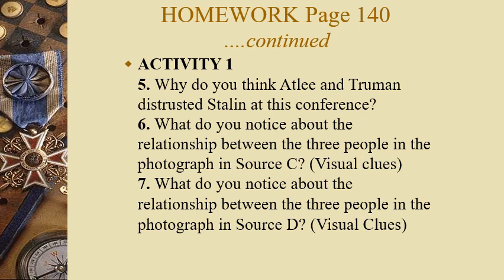Question 6, what do you notice about the relationship between the 3 people in the photograph in source C? Please refer to visual clues, for instance, body language. Are they smiling? Aren't they smiling? Those kind of visual clues. Question 7, what do you notice about the relationship between the 3 people in the photograph in source D? Once again, visual clues, grade 9s.